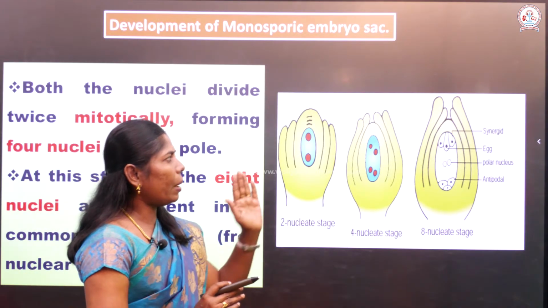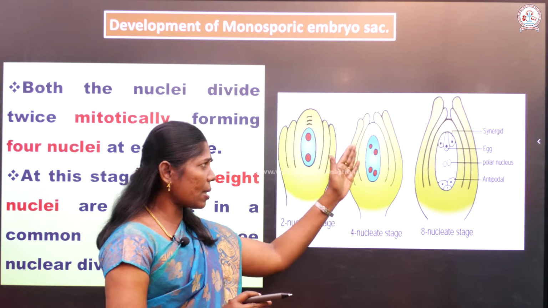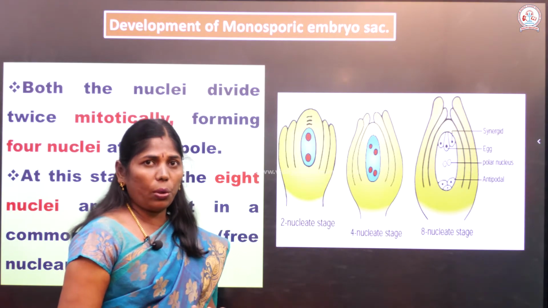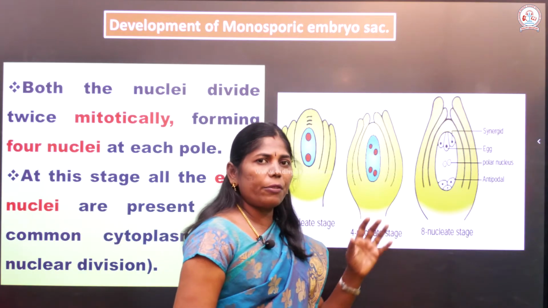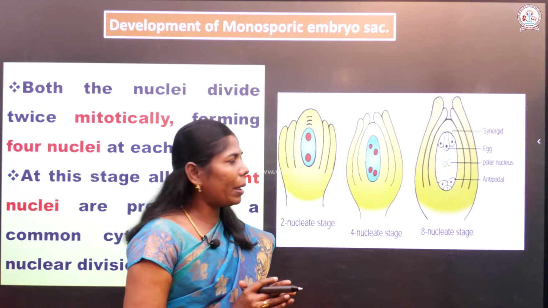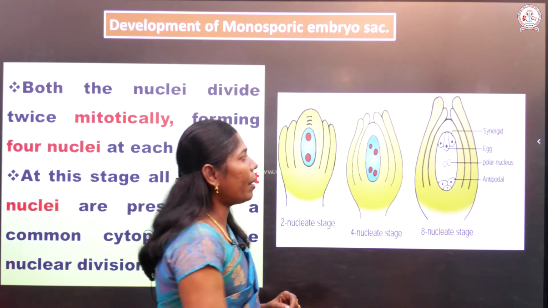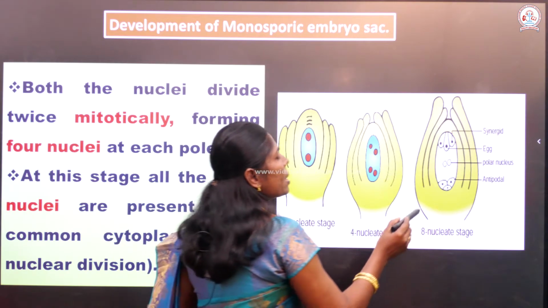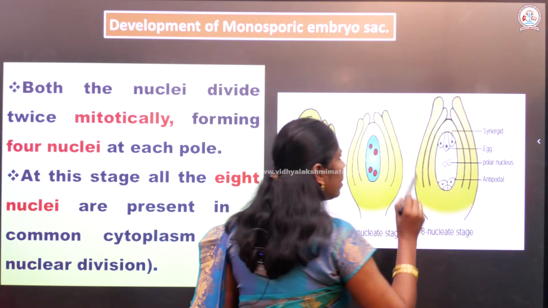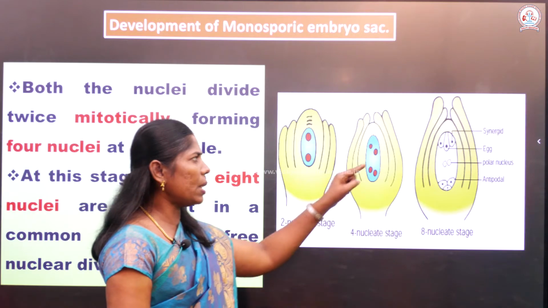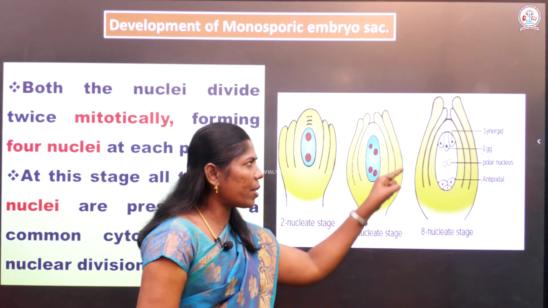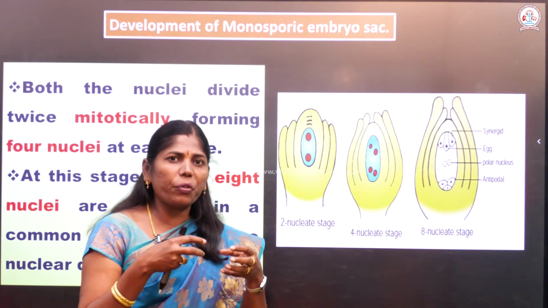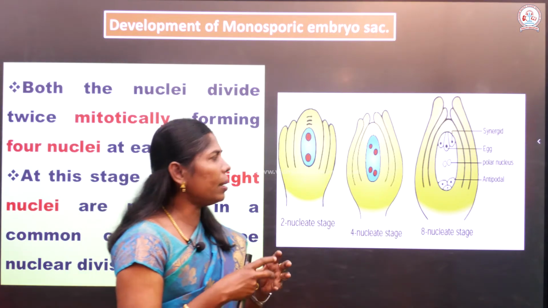So actually the second mitotic division gives 4 nuclei, and the third mitotic division gives rise to 8 nuclei, and at each pole we can see 4 nuclei. One nucleus from each pole migrates to the center of the cytoplasm, and both nuclei fuse together, forming a single nucleus.